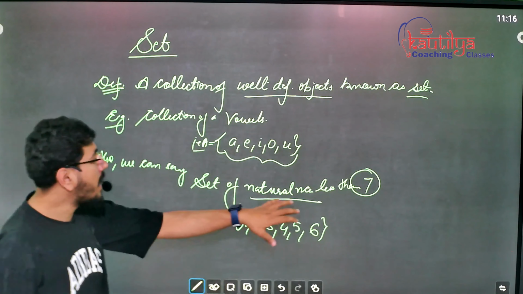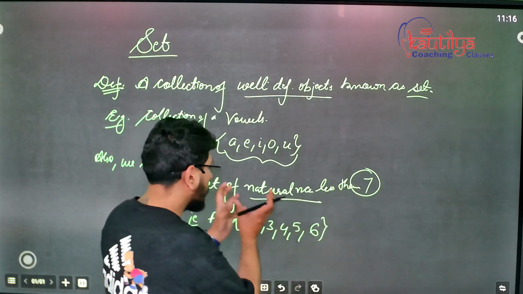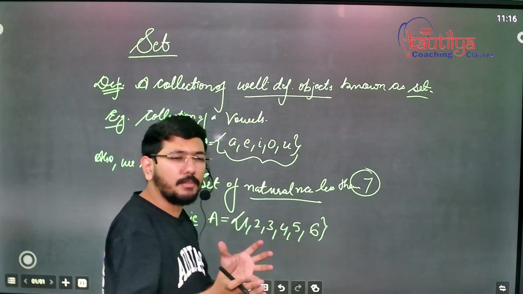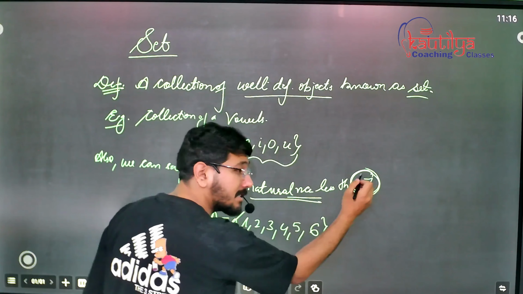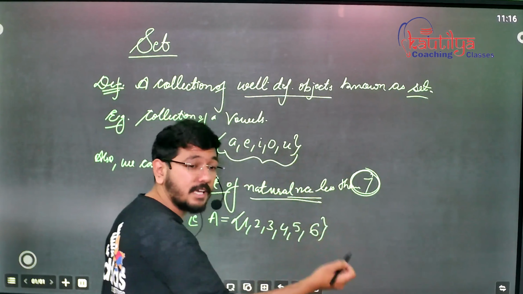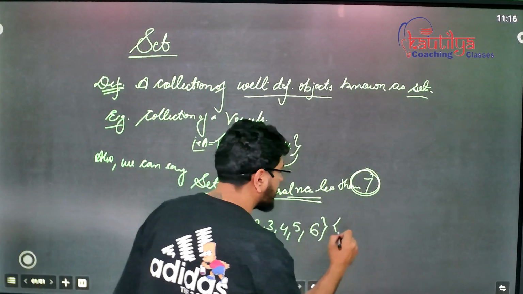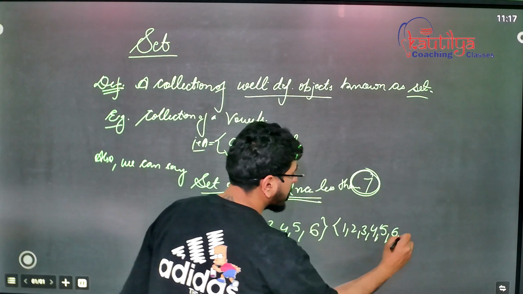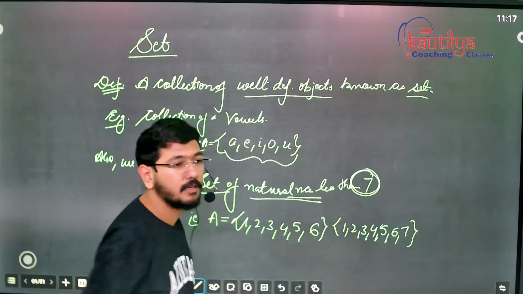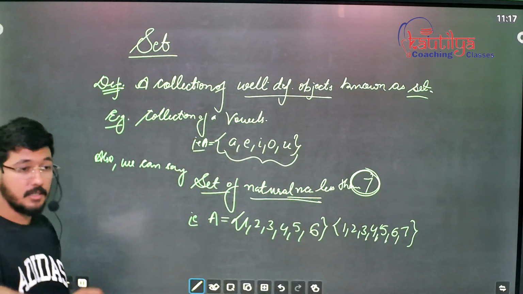But suppose I am talking again about the natural numbers, that is the set of natural numbers which are less than 7 but including 7 as well. So the example is like this: 1, 2, 3, 4, 5, 6 and 7. These are the examples of a set.